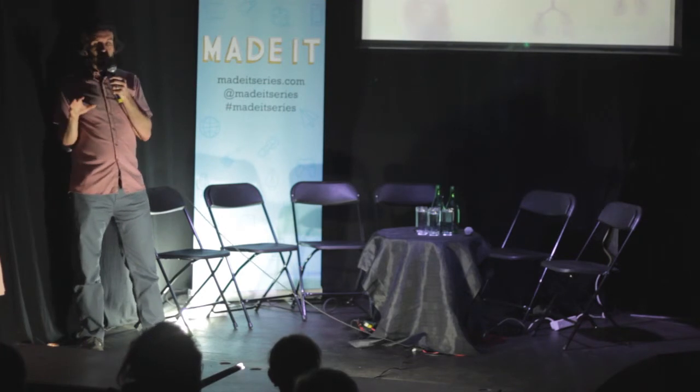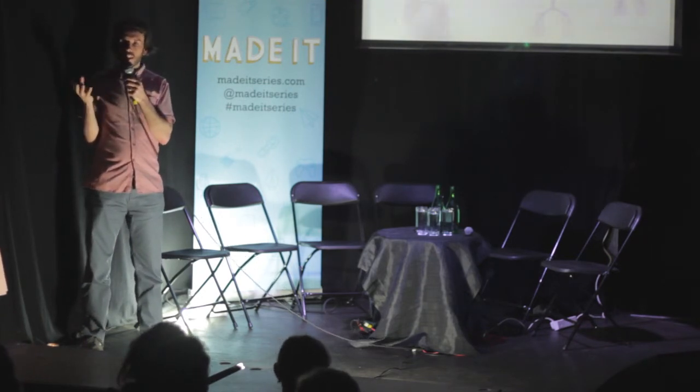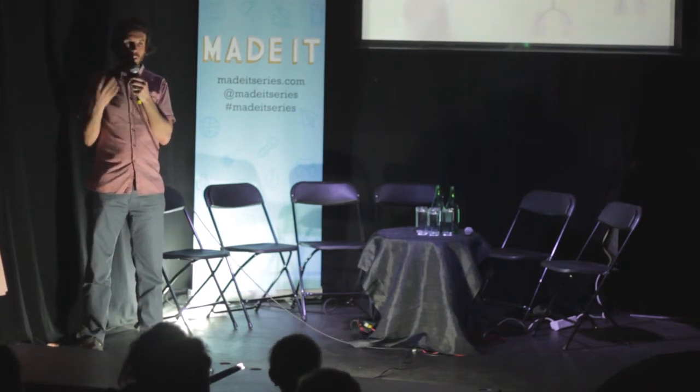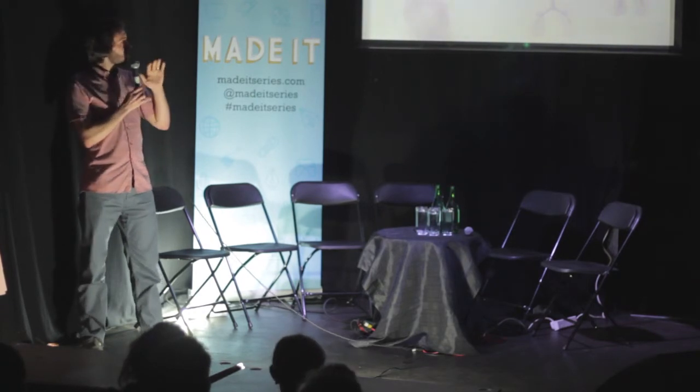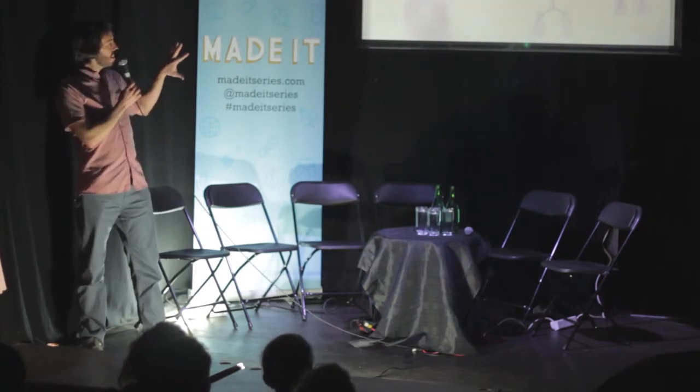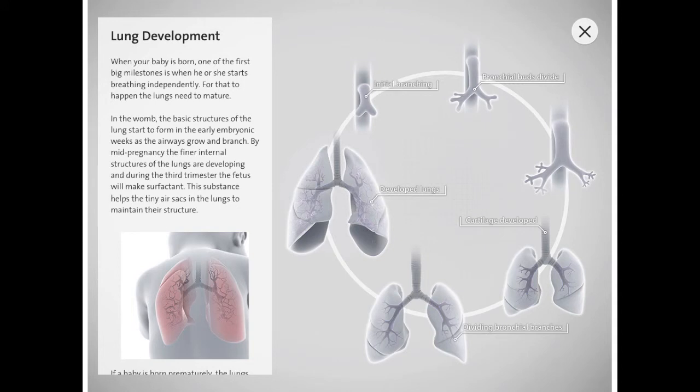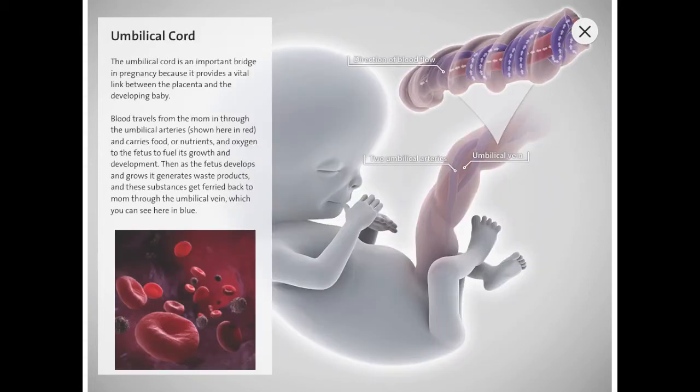So throughout the app, we also have some quite technical scientific information about the development that's happening. And for that more dense information, we have these schematic styled images. I think there's a few more of those. That's lung development, the umbilical cord as well.